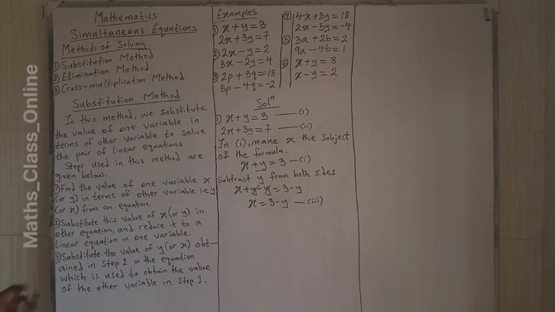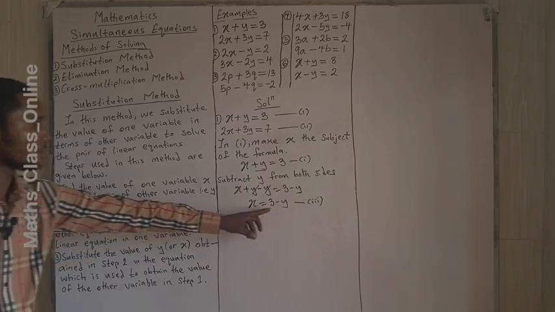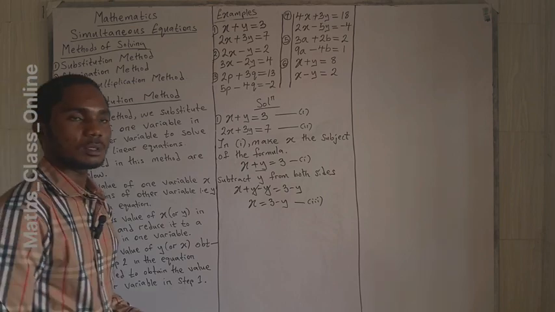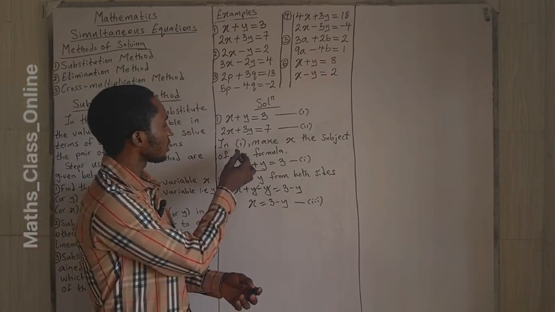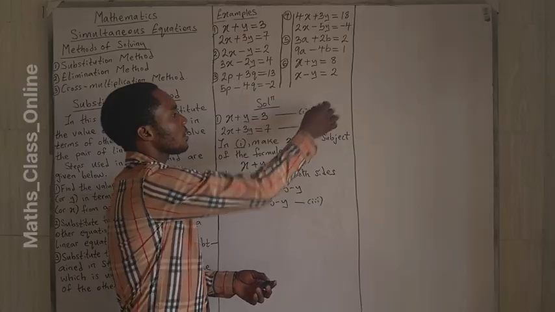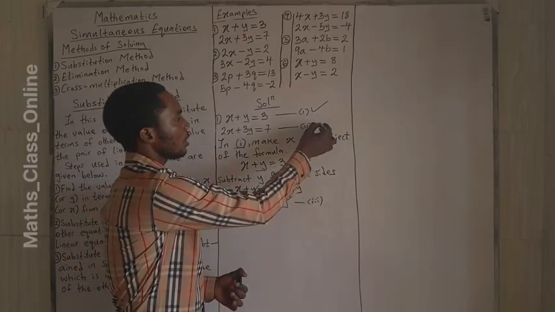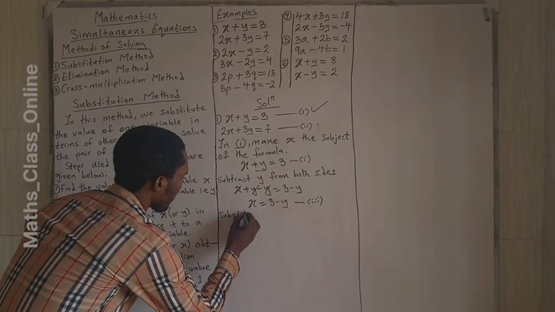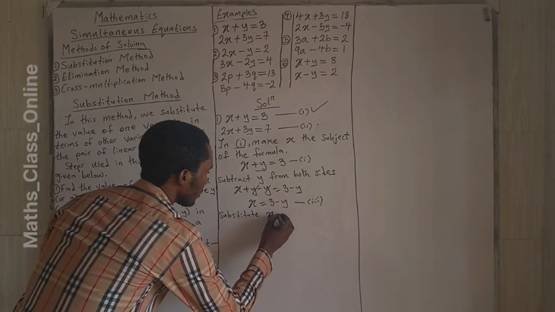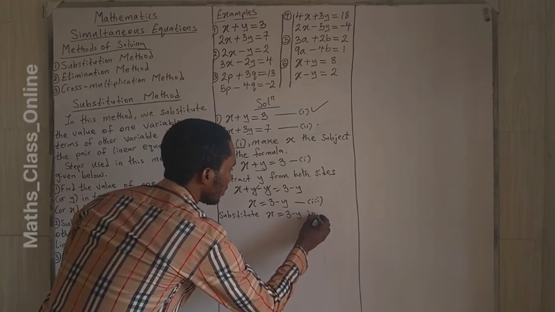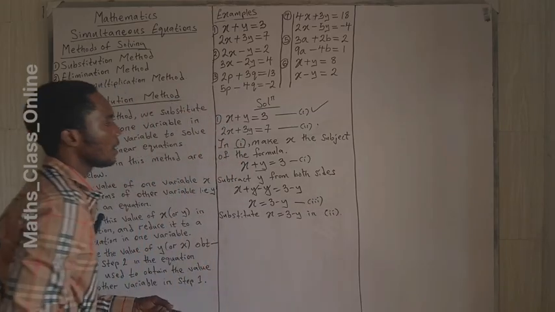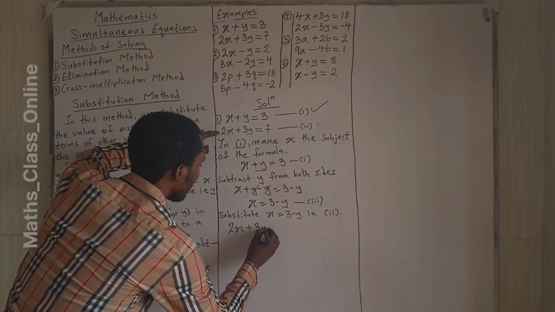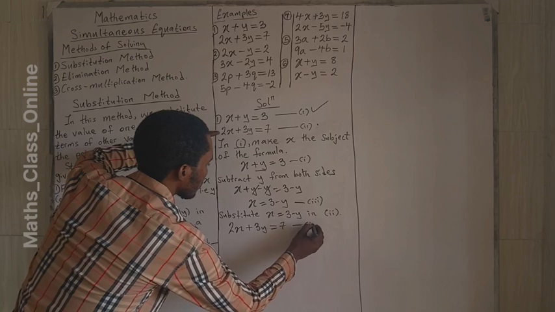Second step: substitute the value of x, 3 minus y, in the other equation. What is the other equation? In the first step, we chose what? Equation 1. That means we have already made use of equation 1. The other equation is equation 2. Substitute x equals 3 minus y in equation 2. And equation 2 is what? 2x plus 3y equals 7.